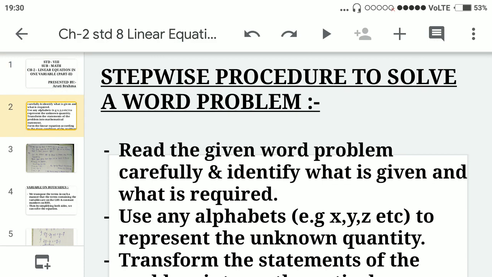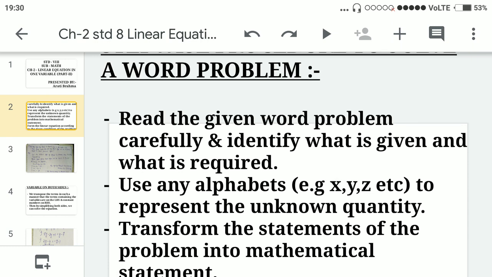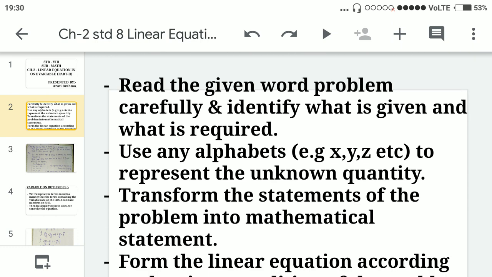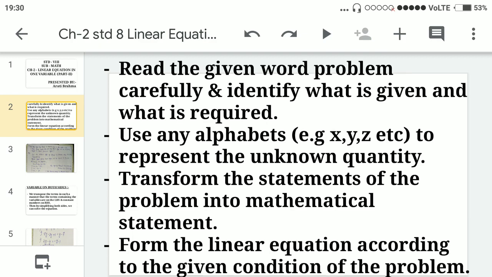So the first step is: how to solve a word problem. Step by step I'm giving you the clues. First, read the given word problem carefully and identify what is given and what is required. It is not only related to linear equations. In whatever word problem you are studying, just focus on what is given to you, what you have to find out, and how to find it, and then you can get the way to solve it easily. This is applicable to every kind of word problem, so just remember this formula.